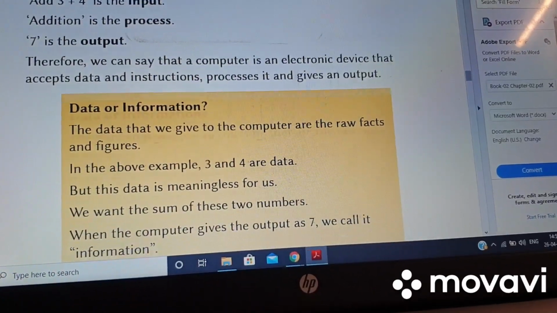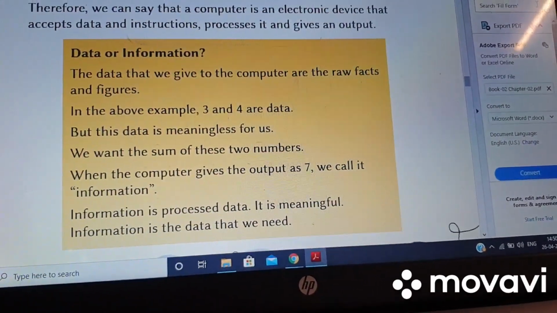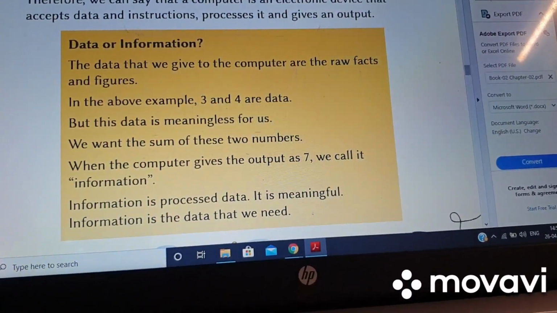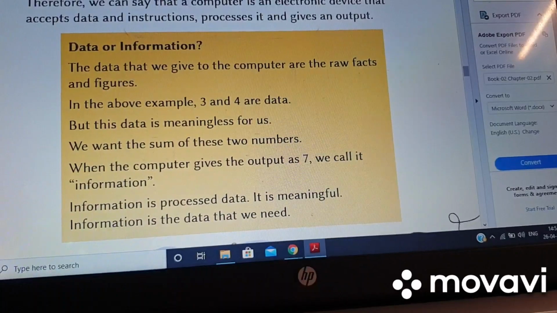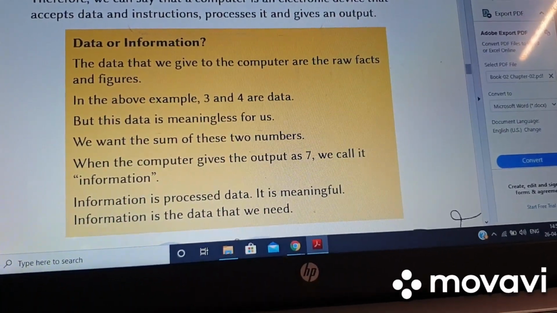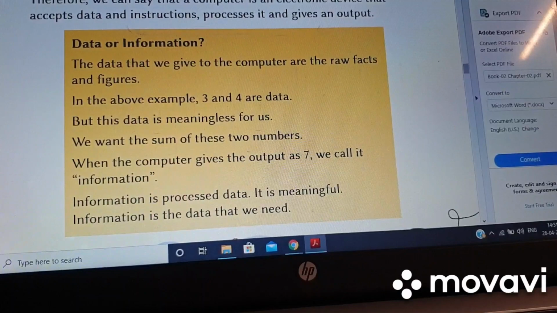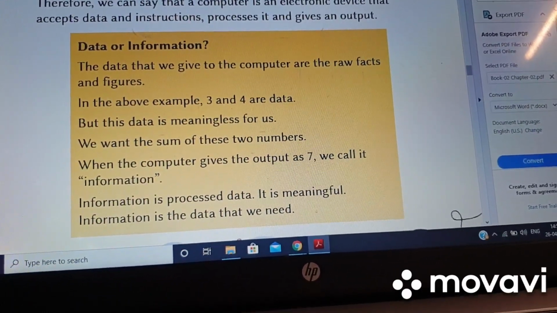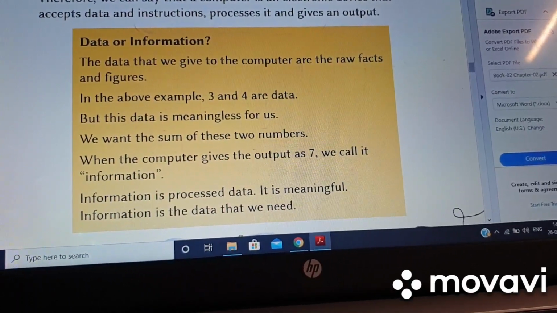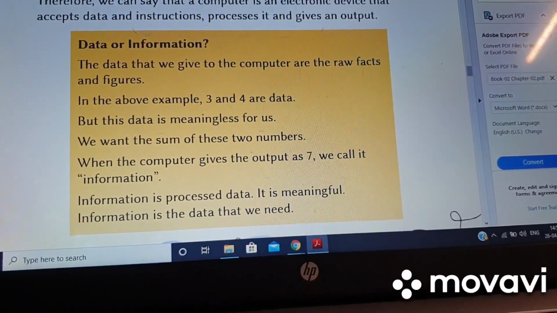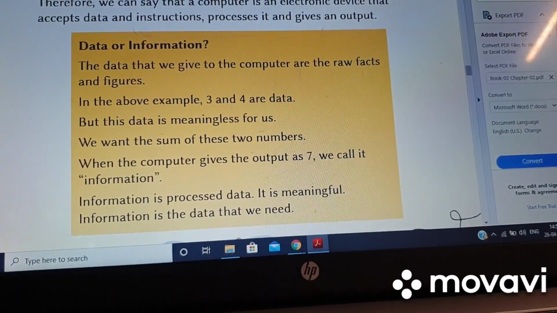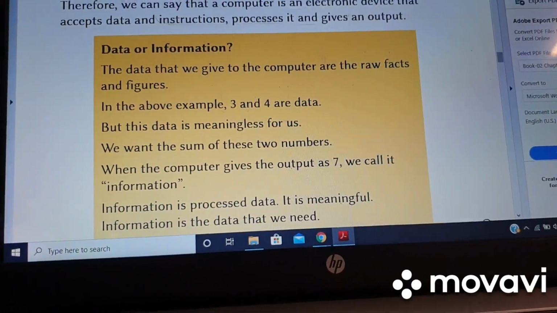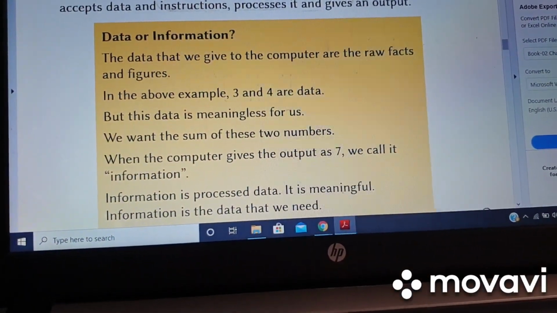Now let's read data or information. The data that we give to the computer are the raw facts and figures. In the above example, 3 and 4 are data. But this data is meaningless for us. We want the sum of these two numbers. When the computer gives the output as 7, we call it information. Information is processed data. It is meaningful. Information is the data that we need. And with this, we have completed reading the chapter.